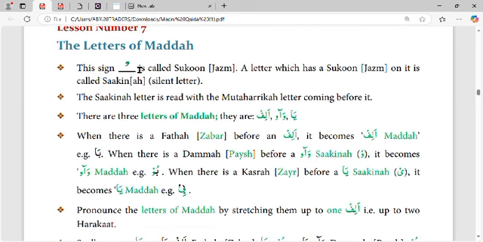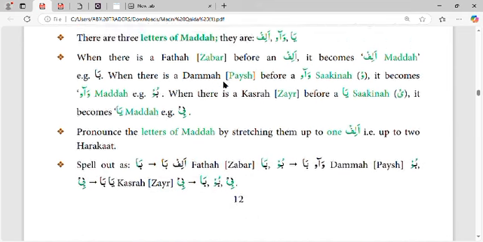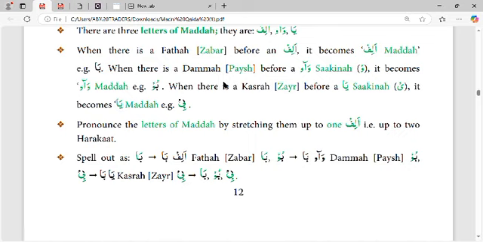This sign is called sakun. Its Arabic name is jazm. A letter which has a sakun, jazm, on it is called sakin, like a silent letter. Now, in short, we are reading the letter of madda from this lesson.